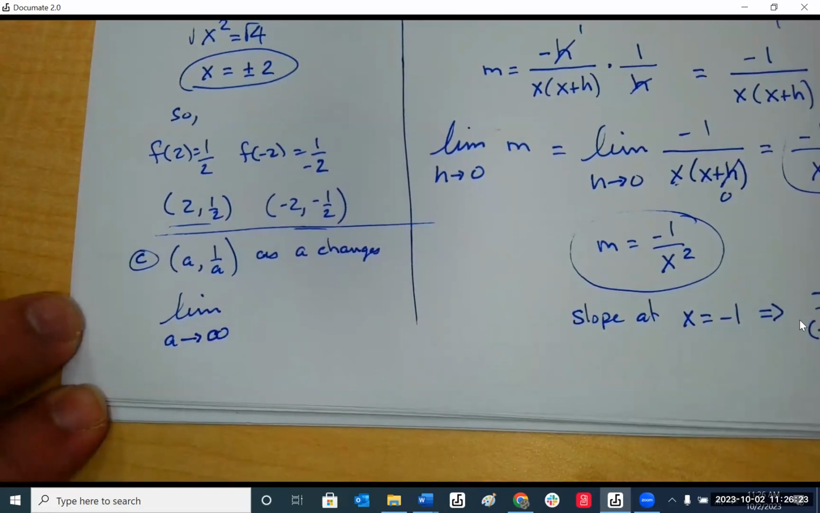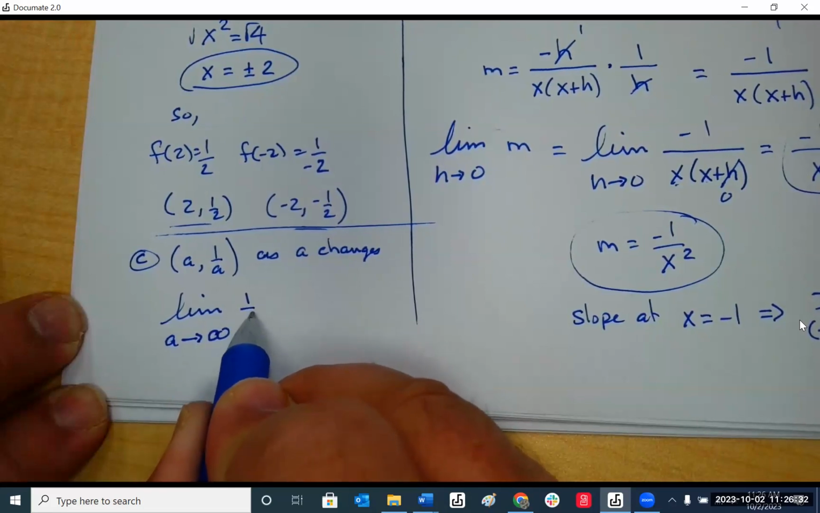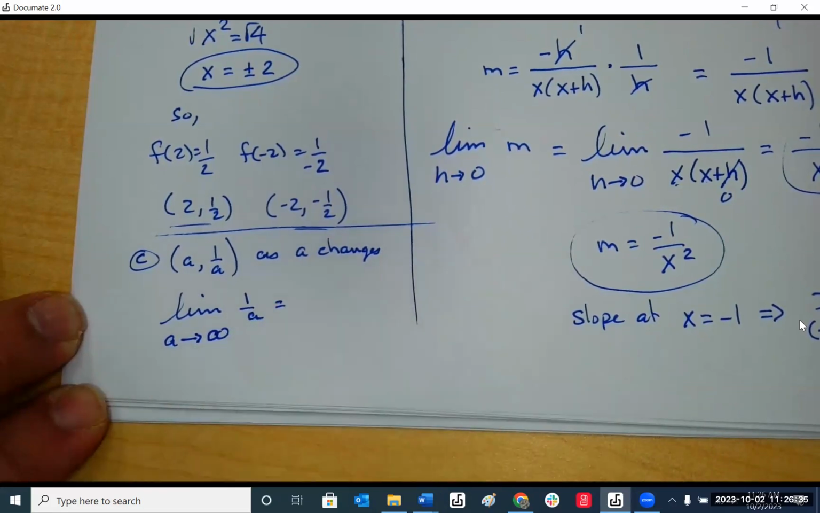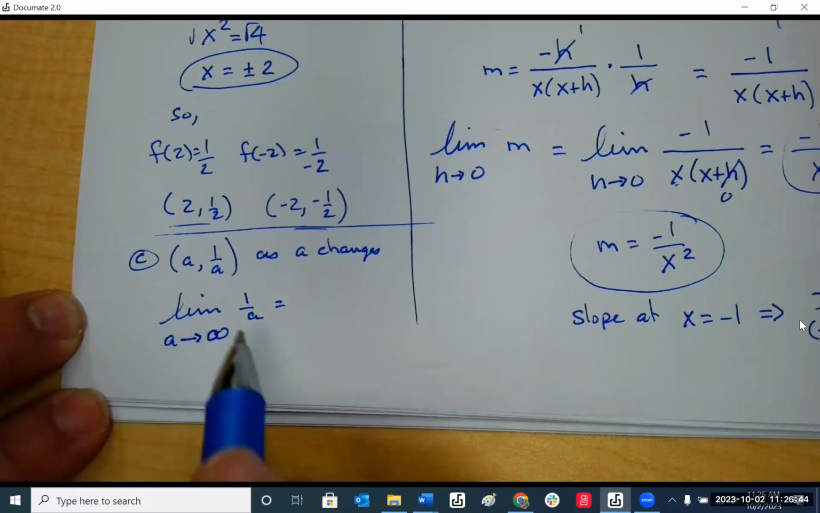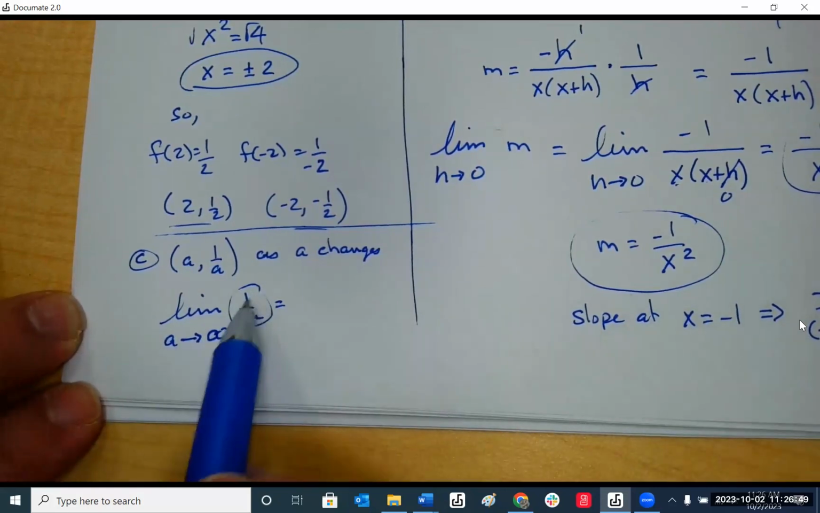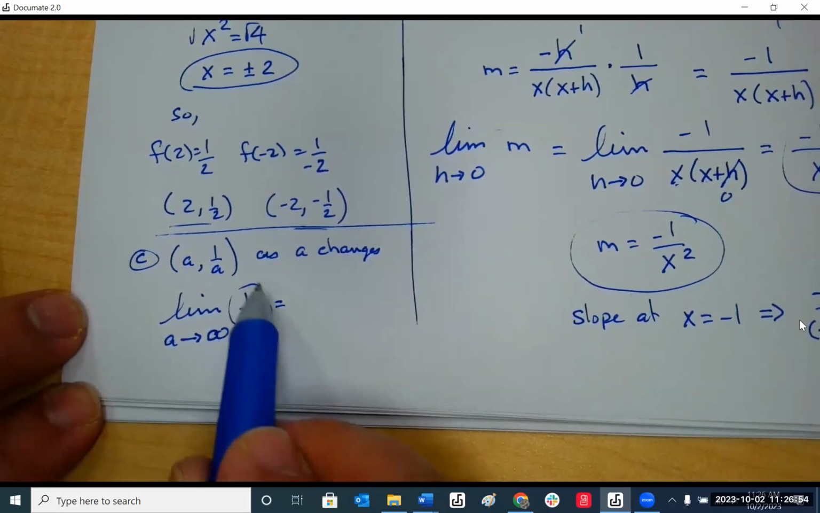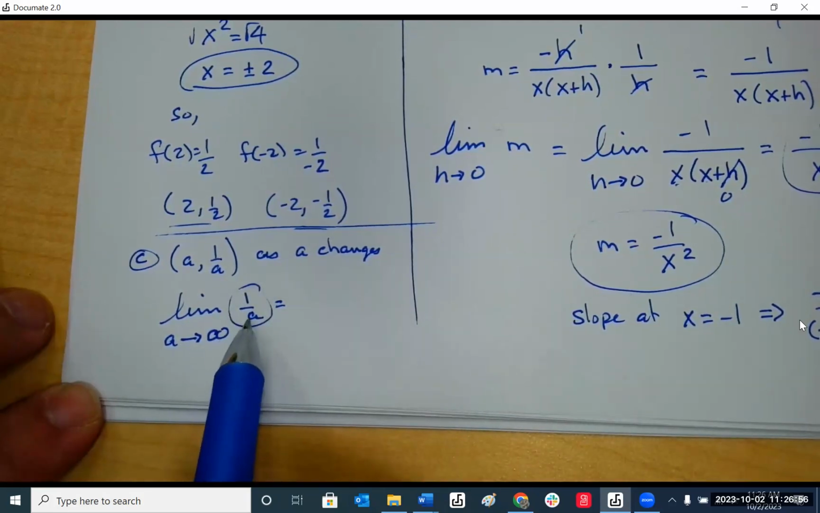Let's see what happens when a goes to infinity. What happens as a goes to infinity of that? Where does this number go? It's a limit function, so you take the limit and plug it in there. As a goes to infinity, what happens to this number? As a gets bigger, what happens to it?